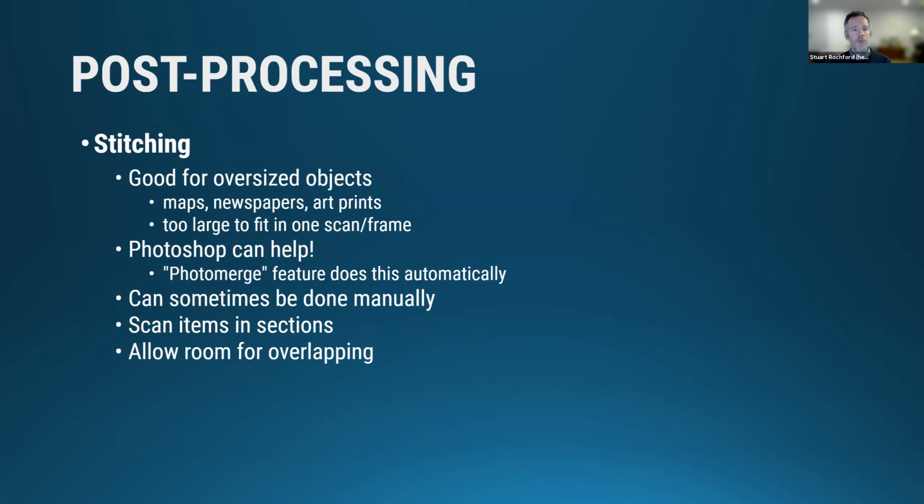So let's take a look at some stitching really quick as we go into post-production or post-processing, what we call. They are good for oversized objects. Photoshop has the photo merge feature. You can Google it. There's a ton of videos on it that will show you how to use it. It's very accurate. The newest version of it does a really good job of seamlessly joining multiple scans together.